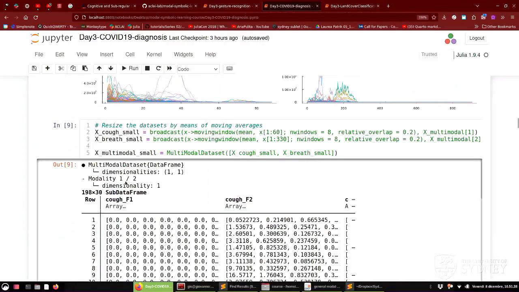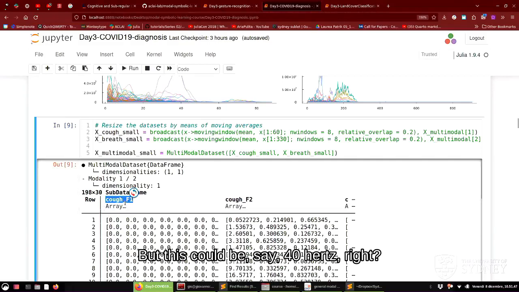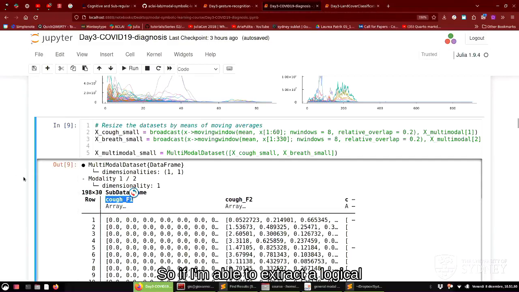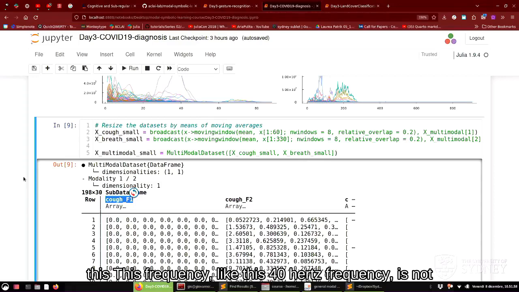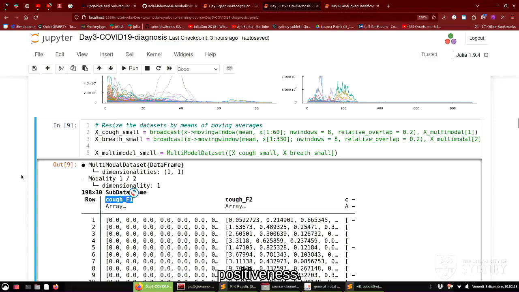In this case, their names are just F1, F2, frequency 1, frequency 2, but this could be, say, 40 hertz. So if I'm able to extract a logical formula out of this, the formula is going to say this frequency, this 40 hertz frequency, is not only correlated with COVID, but I can give an interval temporal pattern in terms of these frequencies that characterizes, implies COVID negativeness or positiveness.